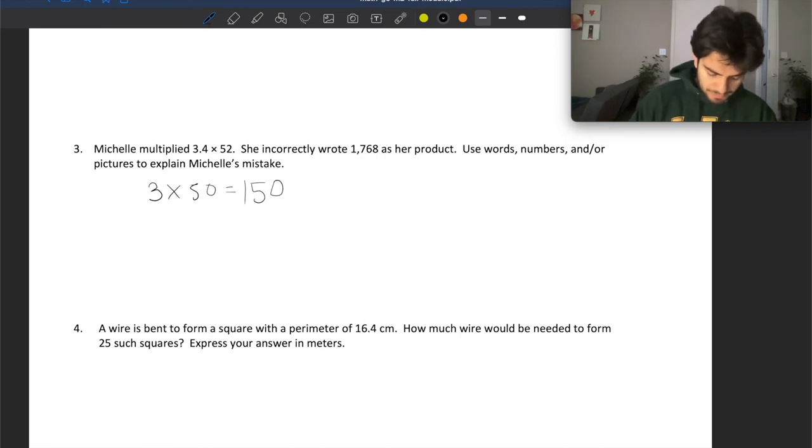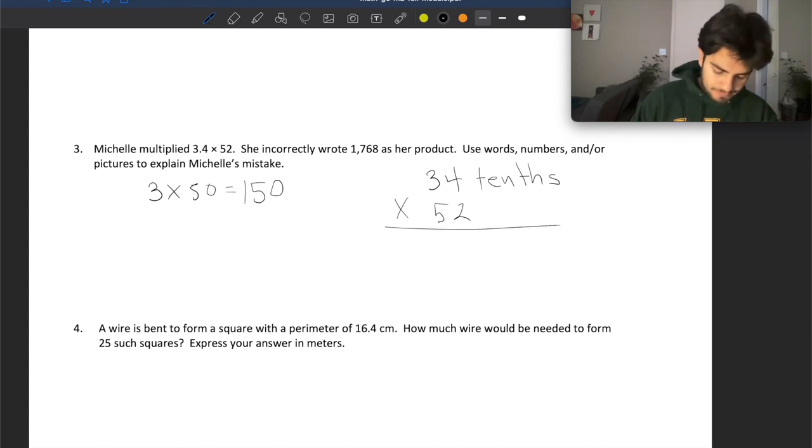So let's start off by multiplying here and setting up our standard algorithm. We have 34, and then it's in the tenths. And we're going to multiply this by 52. All right, pretty simple stuff here. 2 times 4, we get 8. 2 times 3 gives me 6. Now I can move on to my 5 tenths.